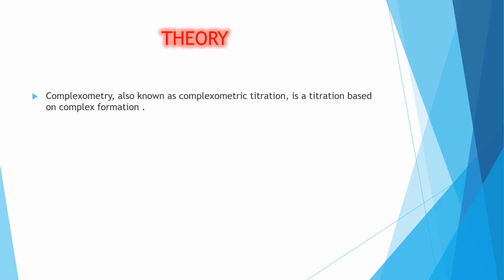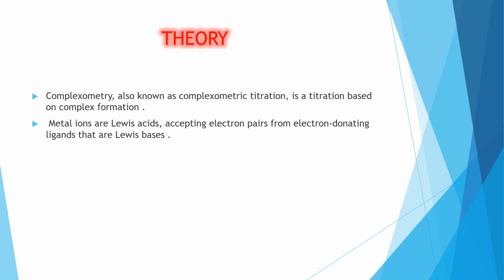Complexometric titration is a titration based on complex formations. Metal ions are Lewis acids, accepting electron pairs from electron-donating ligands that are Lewis bases.